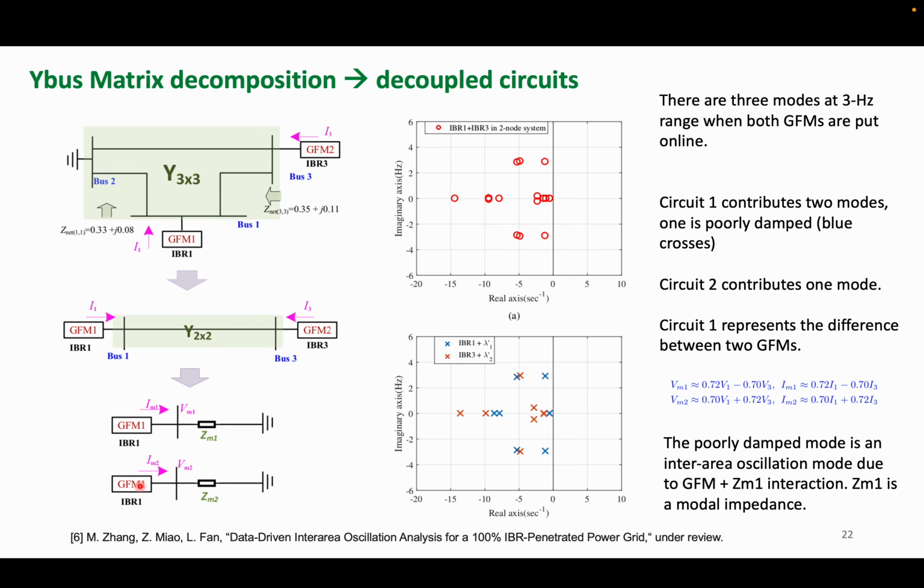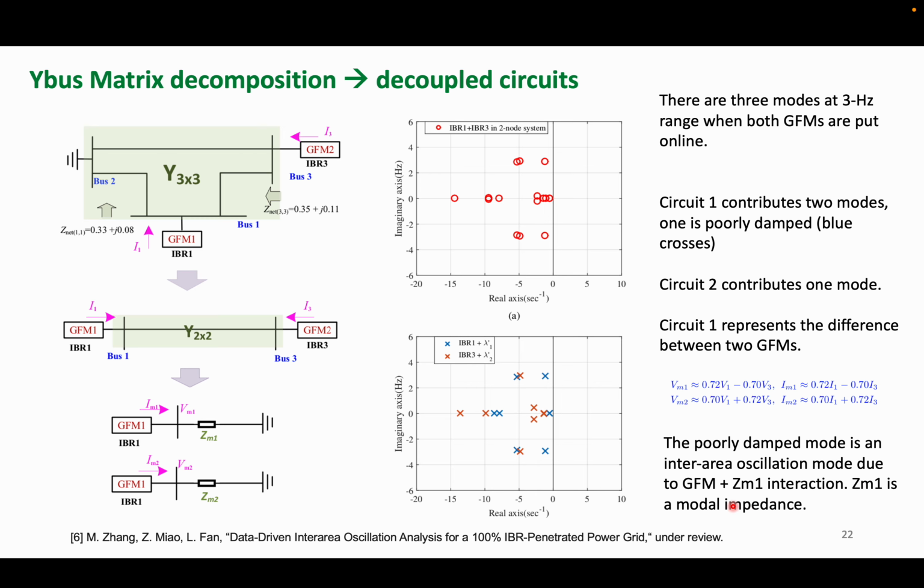What we have found is that circuit 1 contributes 2 modes, one of which is poorly damped, the blue line. Circuit 2 contributes 1 mode. Circuit 1, I think, represents the difference between the 2 IBRs, so in fact this is I1 minus I3. The other one is I1 plus I3. That all depends on how you do the system decomposition. So that's the entire story about the Y-bus matrix decomposition to show what is happening.